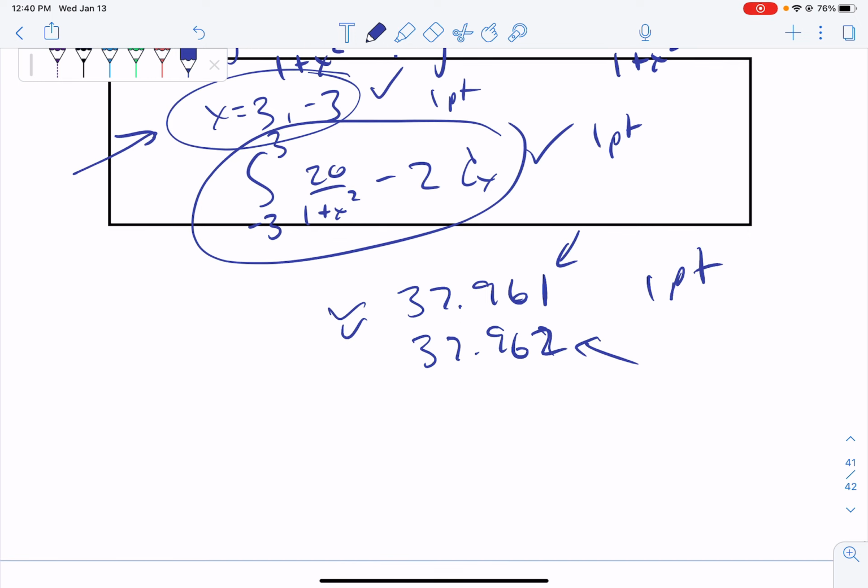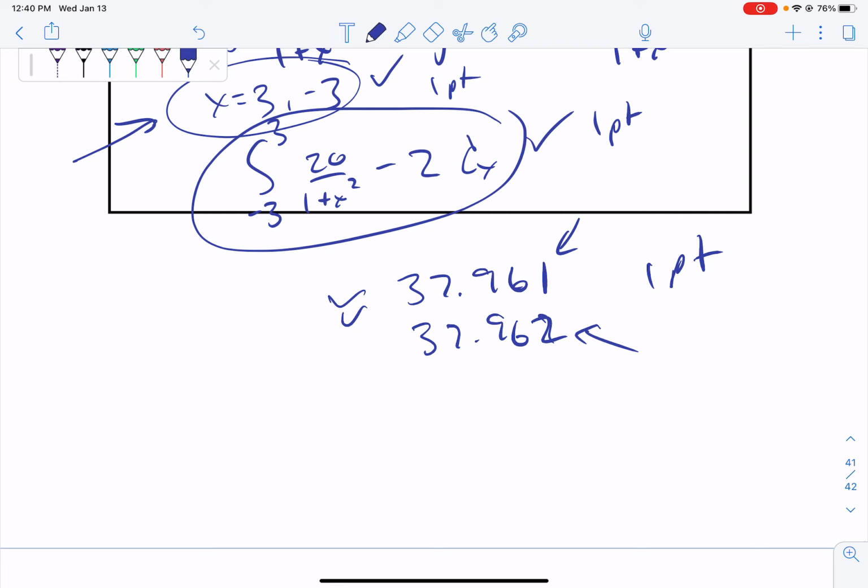Yeah, Roman, when you put that one in, yours is going to be a mess because you're going to have to do parenthesis 20 divided by parenthesis 1 plus x squared parenthesis, and then you're going to have to minus 2. It's going to take a few extra steps for you there. Okay.